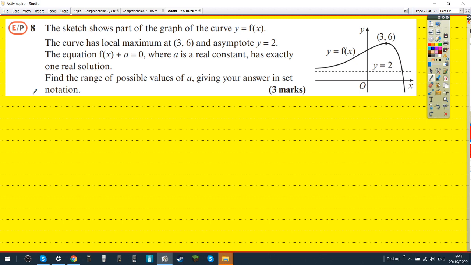What's the asymptote again? This dotted line is the asymptote. It's the line where the graph never touches, like y equals... Okay. Yeah. So it gets close to having a y coordinate of 2. But never touches it. Okay.